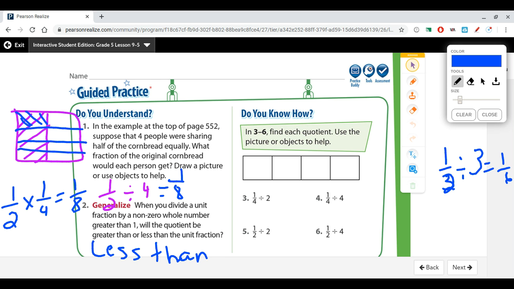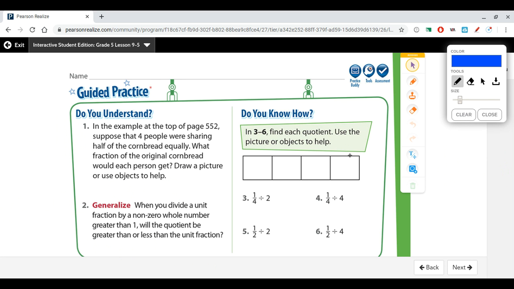All right. So in 3 through 6, we're going to find each quotient. We're going to use pictures or objects to help. I'm going to also continue to show you the keep, change, flip. So I'm going to do 1/4 divided by 2. So here's the nice thing. I have 1/4, and I'm going to divide it by 2.